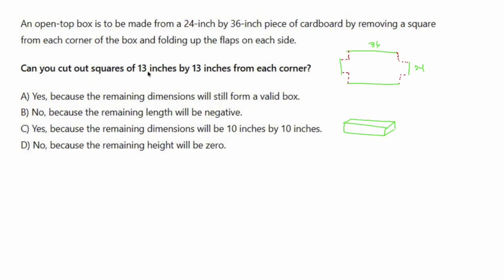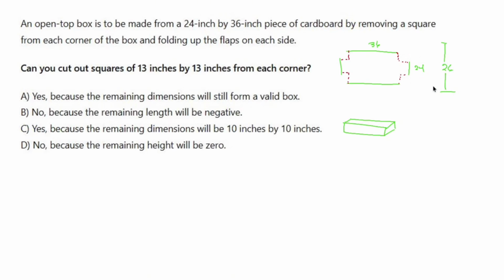Now, can you cut out 13 inches by 13 inches from each corner? Well, if I cut out 13 inches by 13 inches, on this side that's a grand total of me cutting out 26 inches. That's fine. Oh, but you know what? I take it back. If I cut out 13 by 13, that's me cutting out 26 inches from this whole thing. You can't do that. You can't cut out 26 inches from something that's 24.